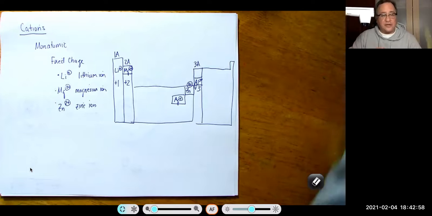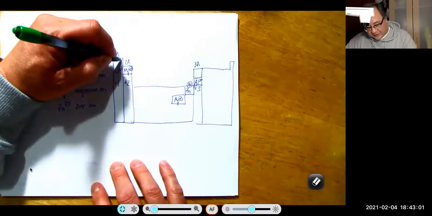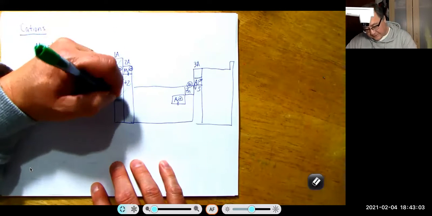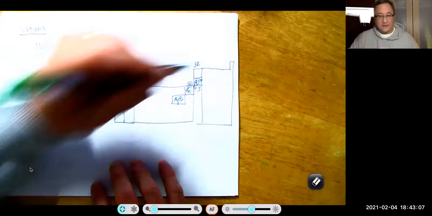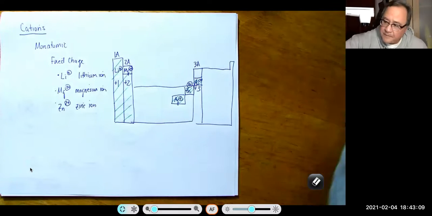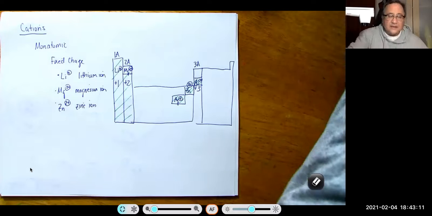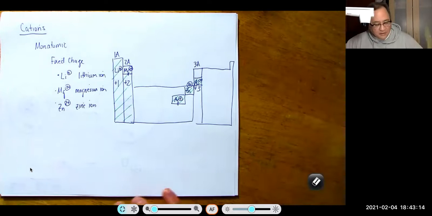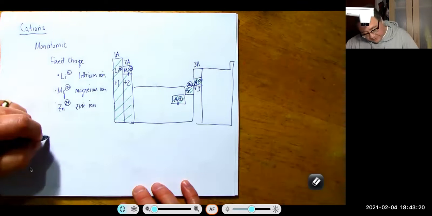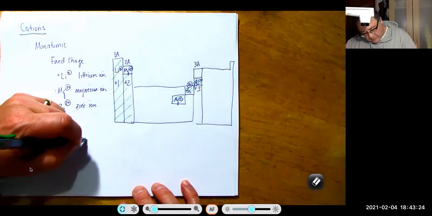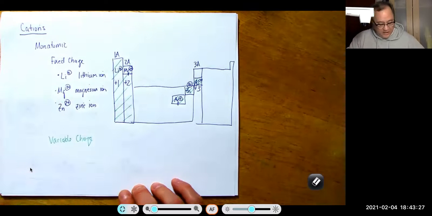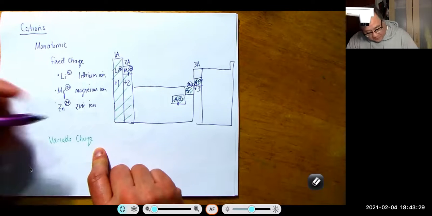So what I'm going to do here is I'm going to put these in green. So those are in green. Now, what about the ones that are not fixed charge? The ones that are what we call variable charge. Actually, I don't want that to be green. I want that to be purple.